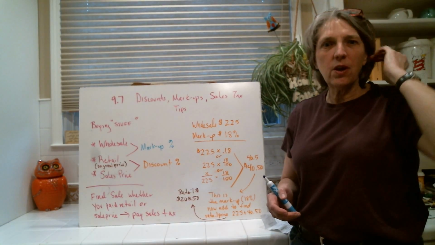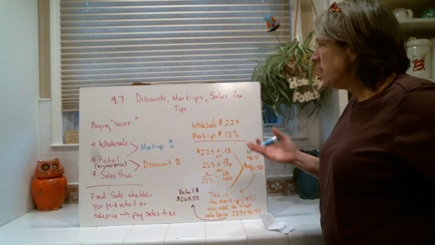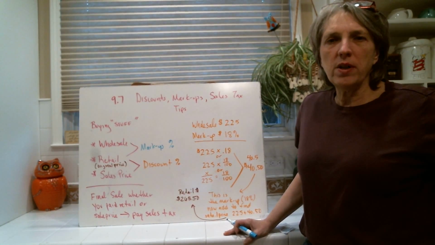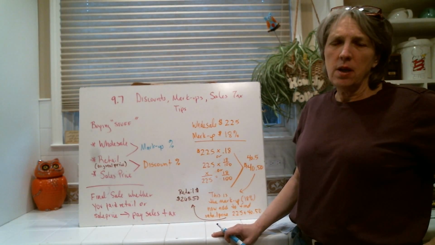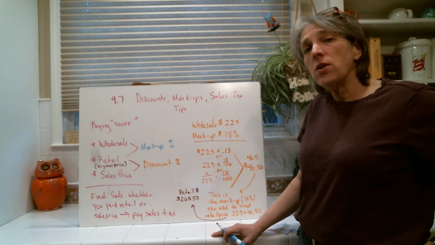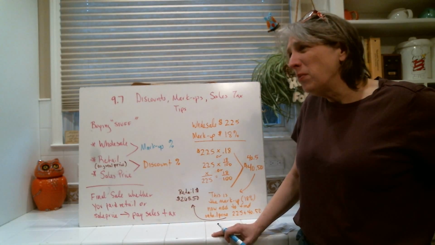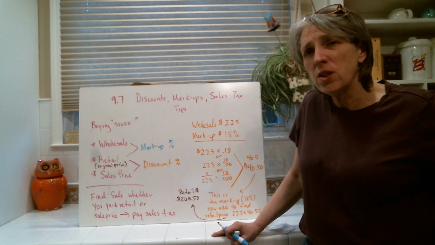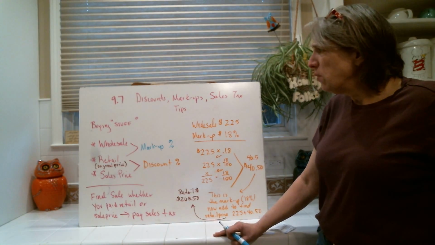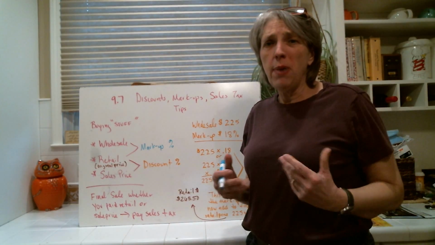Welcome to Kojo's Math. And today we're talking about section 9.7, discounts, markups, sales tax, and tips. I'm going to break this up a little differently, so you're going to have to take notes. You probably are going to have to stop the video a couple of times so you can write down the definitions of these words.